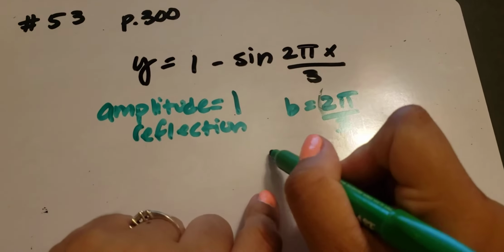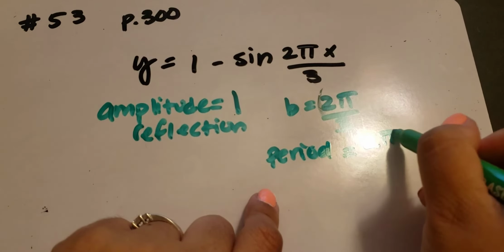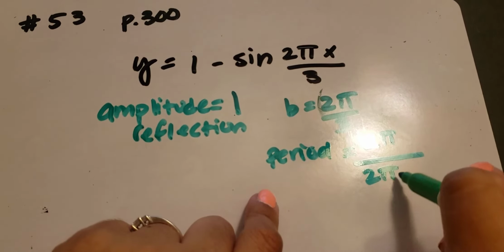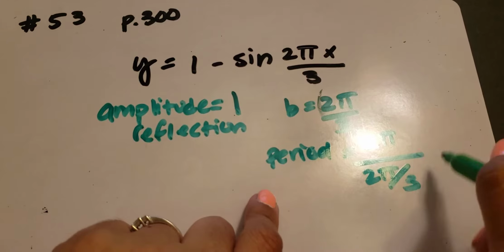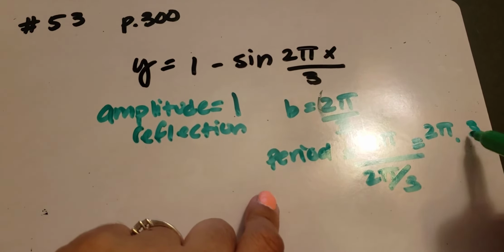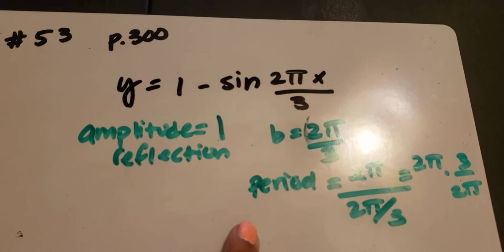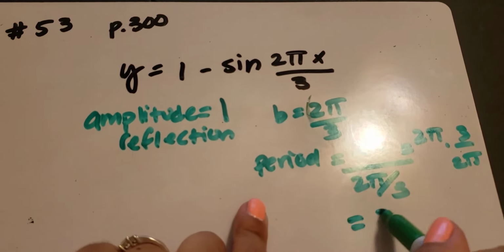So let's figure out our period. Okay. So our period should be 2 pi over 2 pi over 3. Which is the same as 2 pi times 3 over 2 pi. And the 2 pi's get canceled. So our period should just be 3.